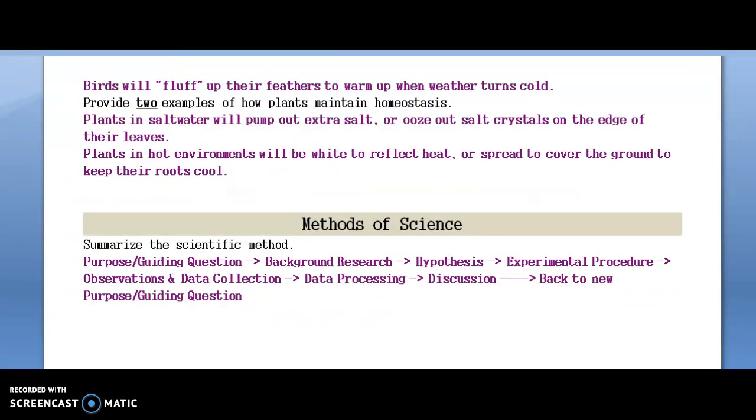Plant homeostasis, you could talk about plants in salt water. They can either pump out the extra salt, or they can actually have salt crystals form on the edge of their leaves. And then in hot environments, plants have lots of different ways of doing homeostasis. They can be white to reflect heat. They can spread out to cover the ground and keep their roots cool. They can prevent water loss in heat by closing their stomata, those little pores on their plants. Lots and lots of things. Look through the examples that we had in class.